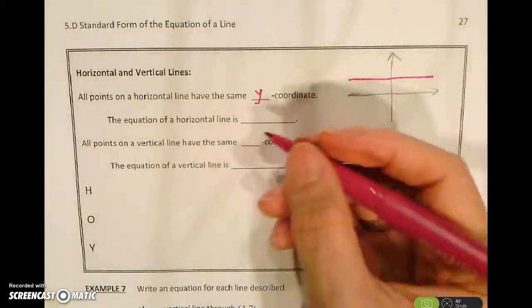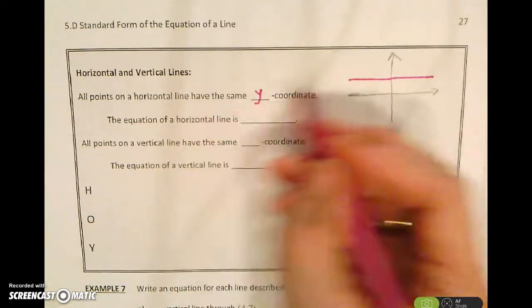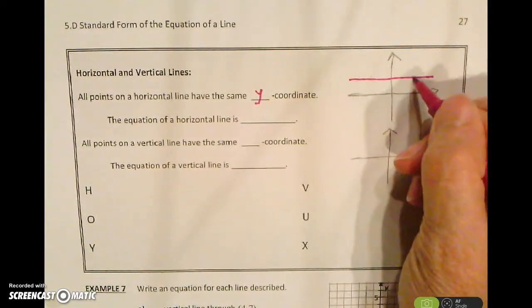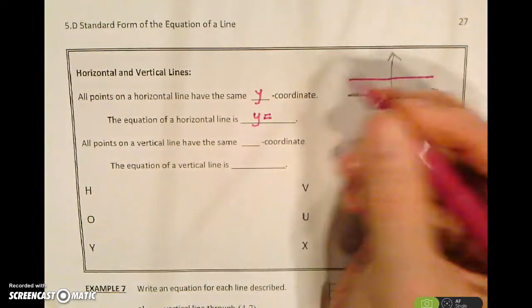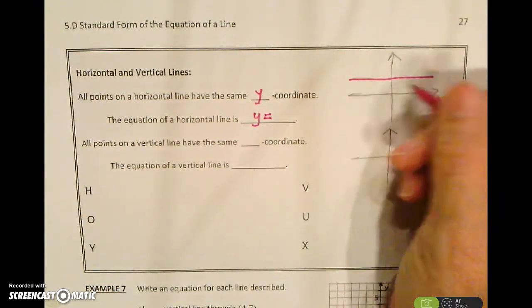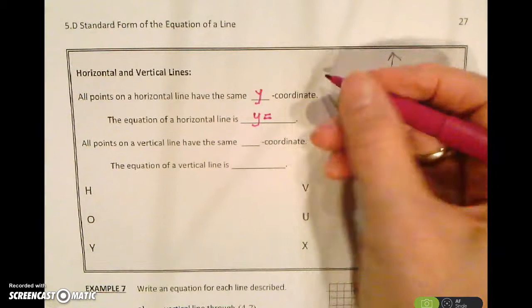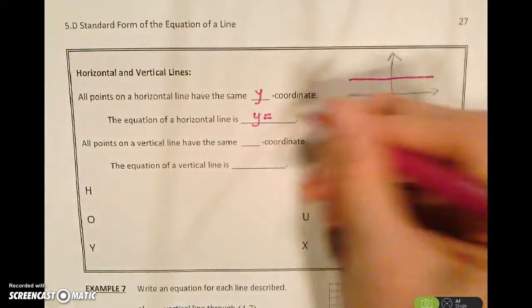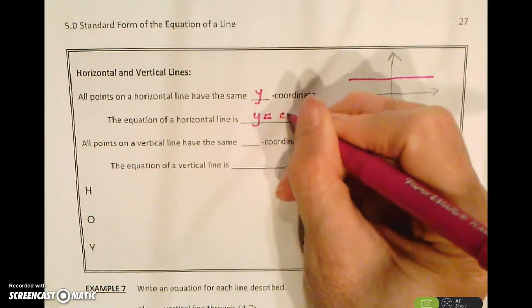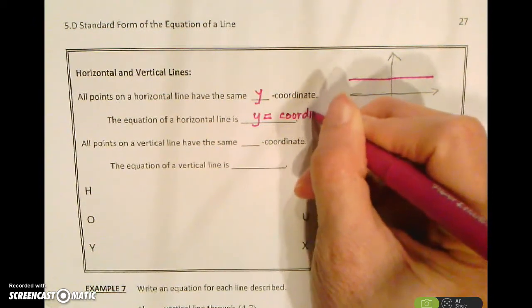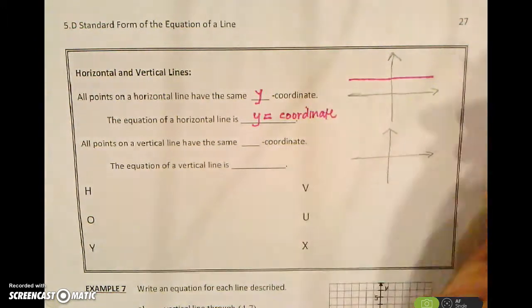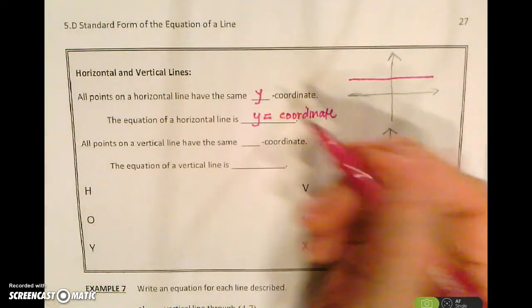The equation of a horizontal line, because all the points on the line have the same y-coordinate, is going to be y equal to whatever that y-coordinate is for that point. So we'll call it, I'm just going to call it the y-coordinate. So whatever that repeating one is.